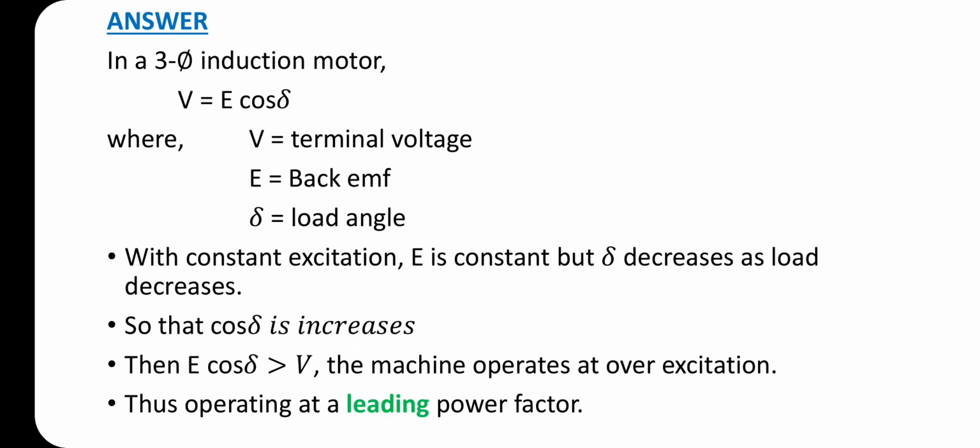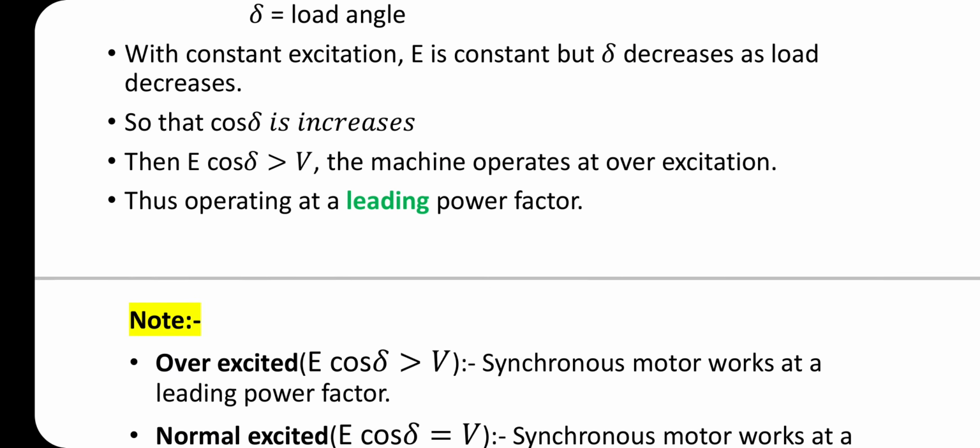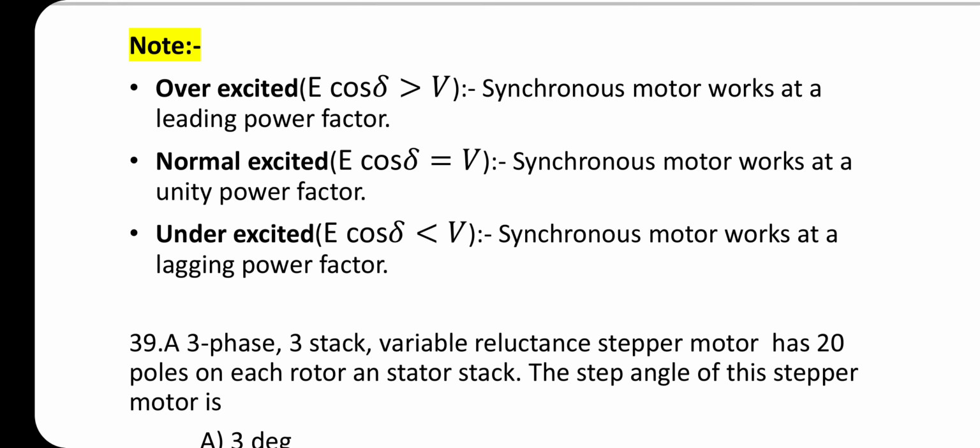In a three-phase synchronous motor, V equal to E cos delta, where V is the terminal voltage, E is the back EMF and delta is the load angle. With a constant excitation, E is constant but delta decreases as load decreases. So cos delta increases. Then E cos delta is greater than V, the machine operates at overexcitation, thus operating at a leading power factor.